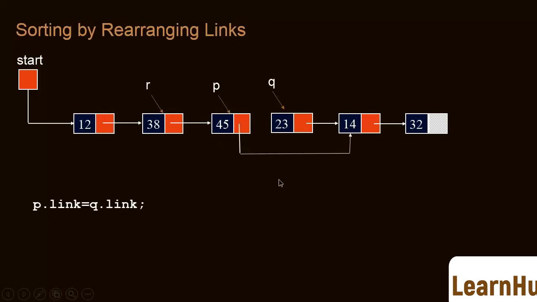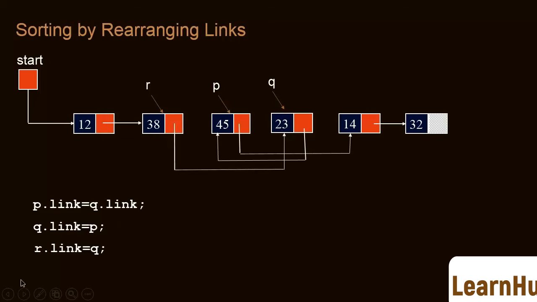So we'll write P link equal to Q link. Q link should refer to this node. So we write Q link equal to P. And R link should refer to this node. So we write R link equal to Q.